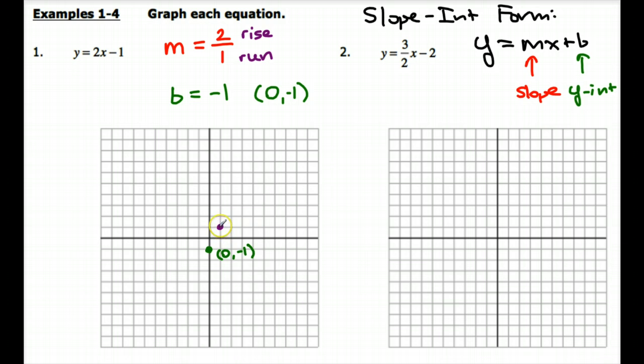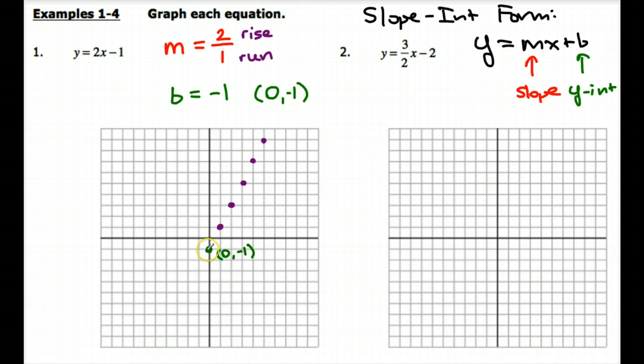I'm going to do the same thing, go up 2 spaces for my rise and right 1 space many, many times until I get a lot of points on this graph that form a line. So this is kind of the opposite of what we were doing in the first video, where I gave you a line and you were calculating the rise over the run between the points. Now I'm giving you the rise and the run, and you're actually drawing the points in.